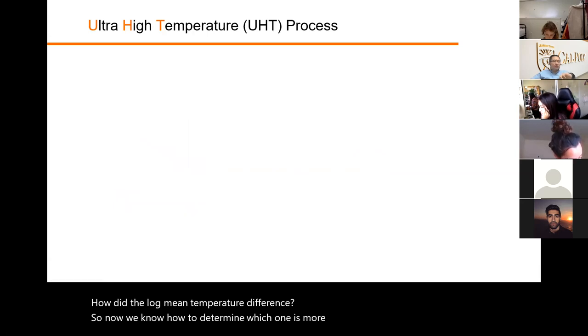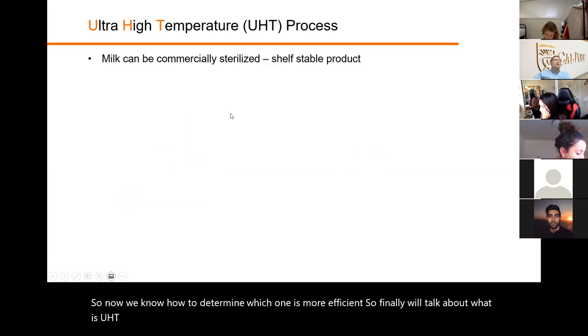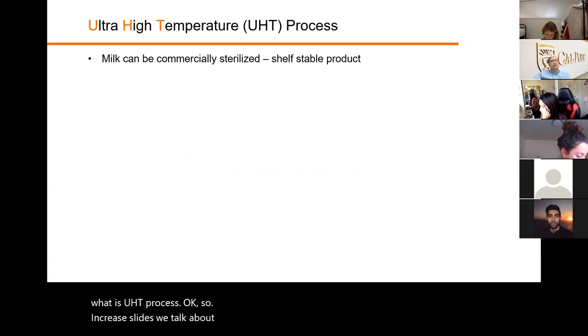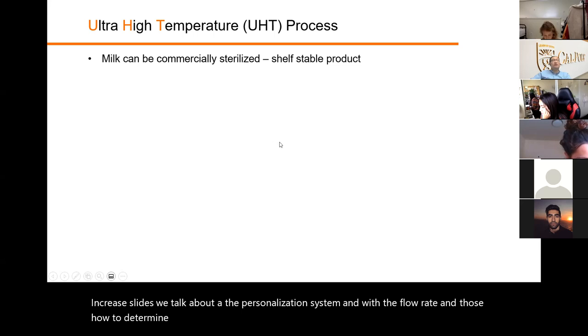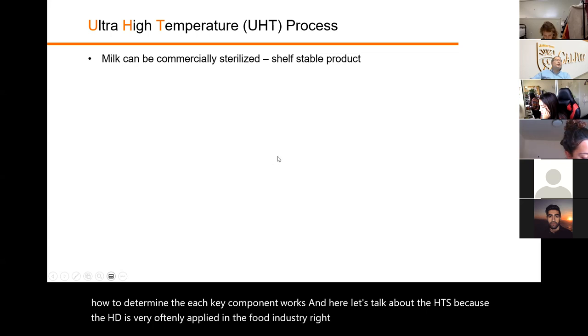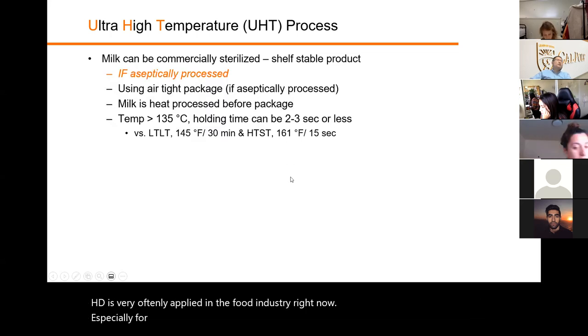So finally, we'll talk about what a UHT process is. In previous slides, we talked about the pressurization system and the flow rate, and how to determine how each key component works. And here, let's talk about the UHT, because UHT is very often applied in the food industry right now, especially for milk products.